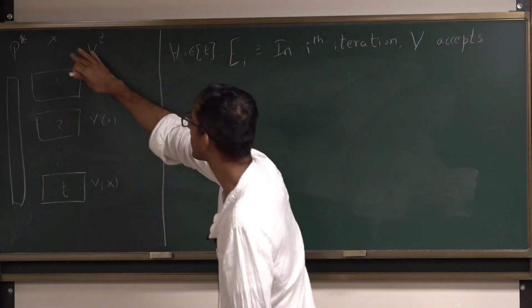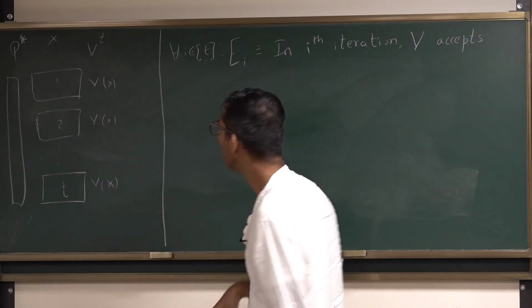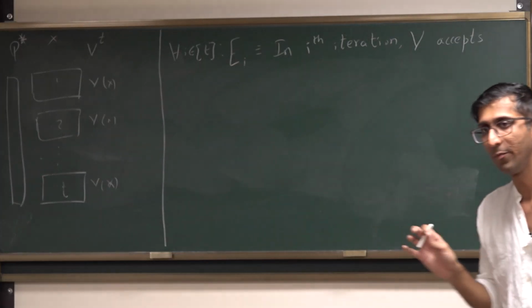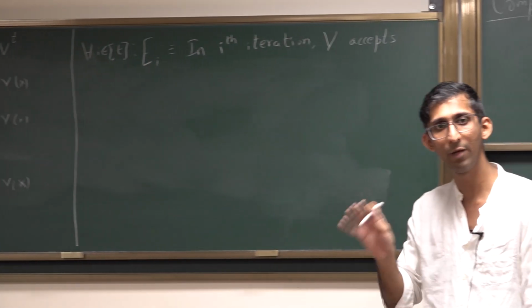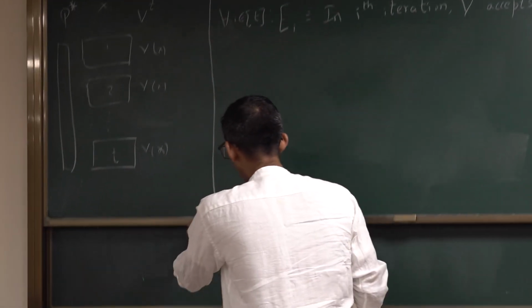Fix some x. Okay, we can argue this for every single x. So just fix the x and forget about it for now. So I'm going to define this event. Right? In the ith iteration, the verifier accepts. And now I care about this, right?